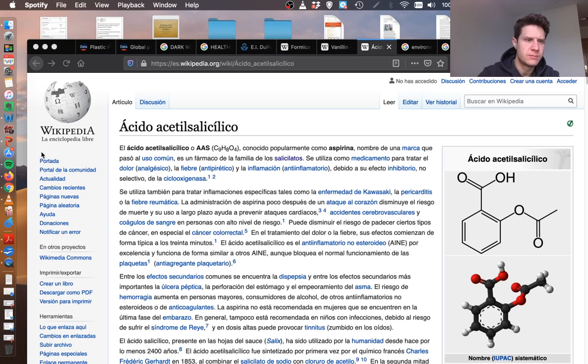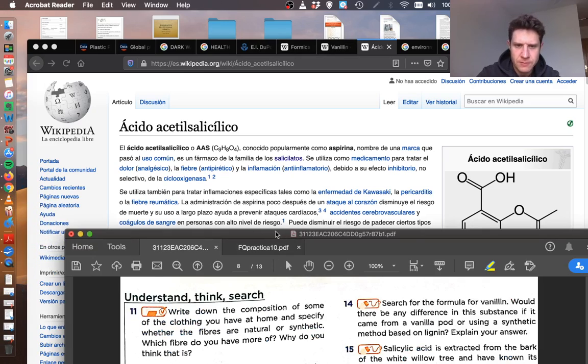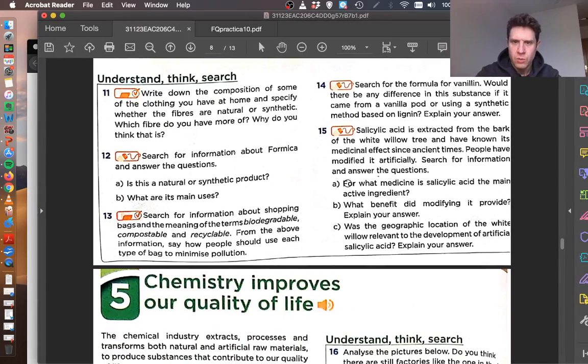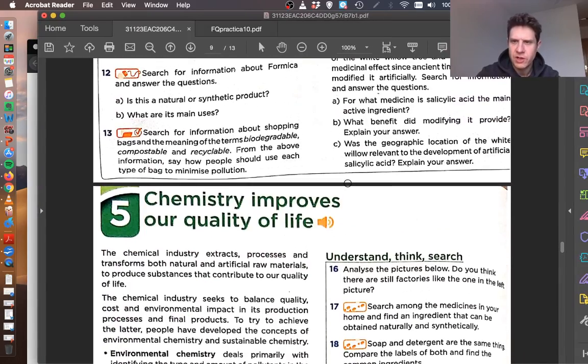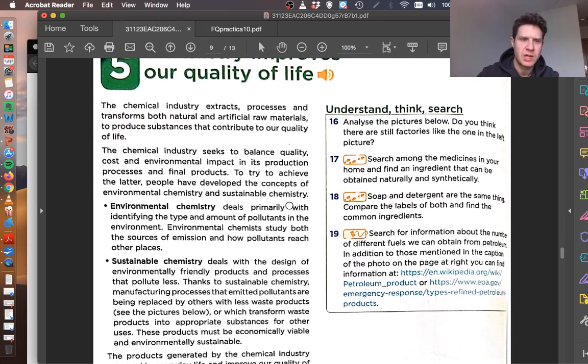Sorry. Then again, this one. Okay, so what's the geographical location? The white willow is all over Europe, very easy to get. Okay. Chemical improves quality of life. Well, I'm not sure about that.